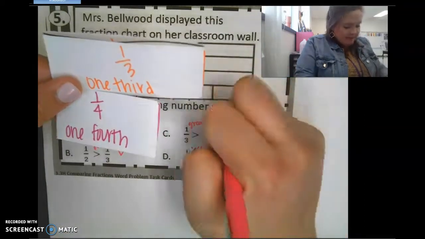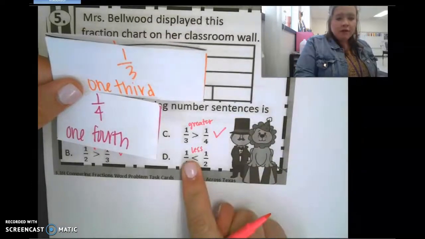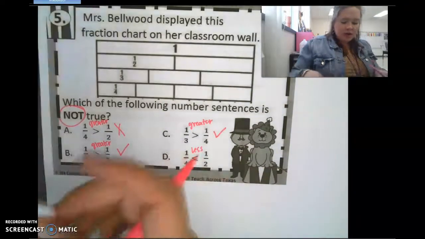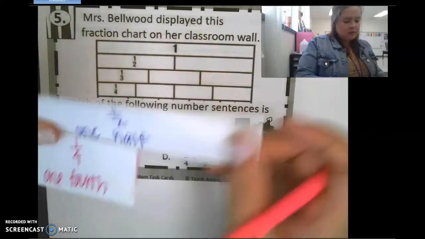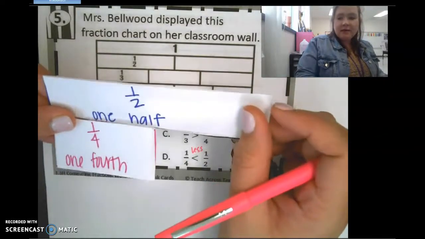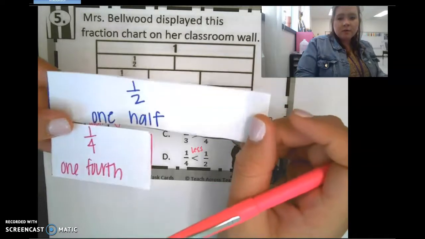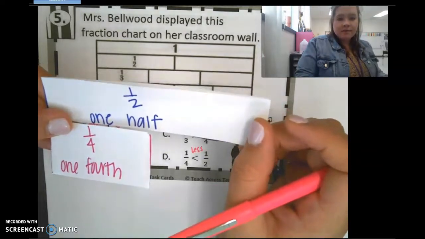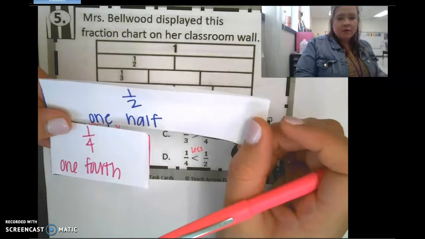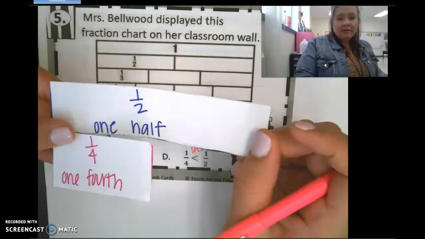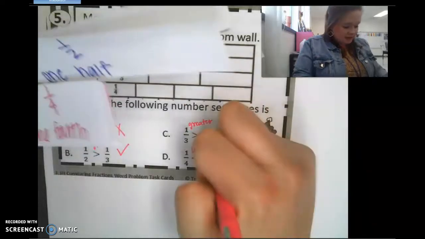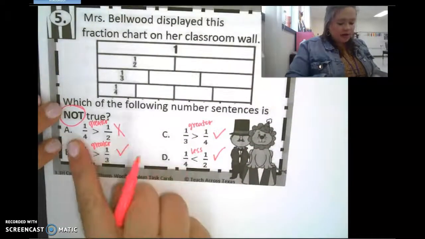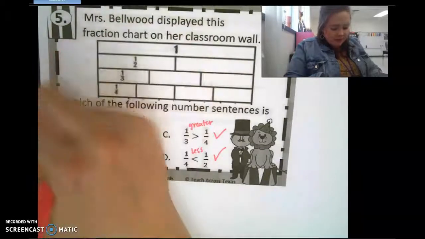Yes, that is. 1/4 is less than 1/2. Is that a true statement? One-fourth is less than 1/2. Yes, that is a true statement. Okay, so the correct answer here would be letter A.